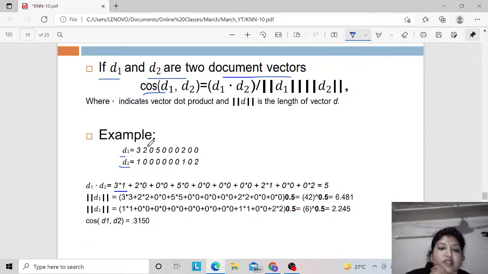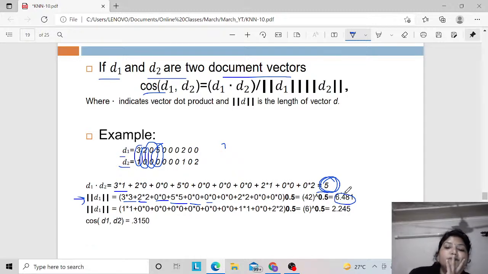So what we do is 3 into 1 plus 2 into 0 plus 0 into 0 plus 5 into 0. This is how it is going to calculate. Later on, we just add it, right? And for the absolute of D1, we multiply the same thing with itself. So here it would be 3 into 3, plus 2 into 2, plus 0 into 0, plus 5 into 5, plus 0 into 0, and so on. So you will get this number, 6.481.